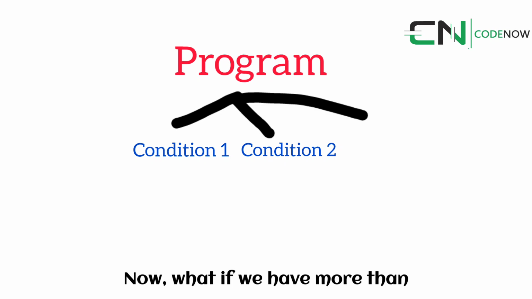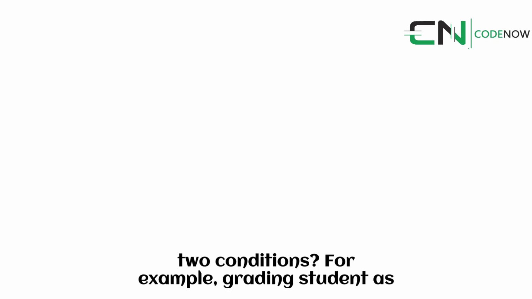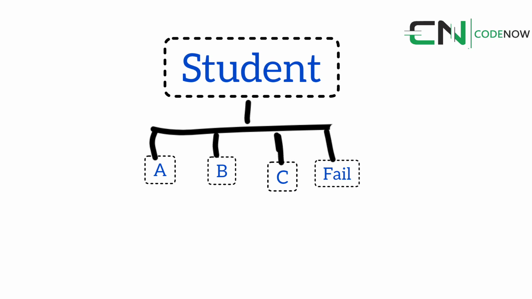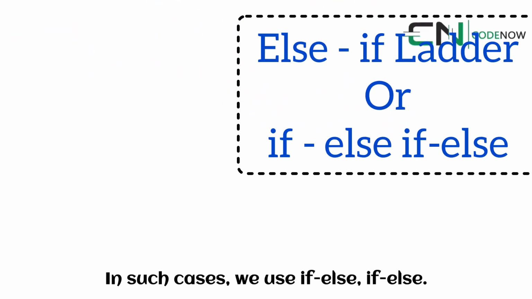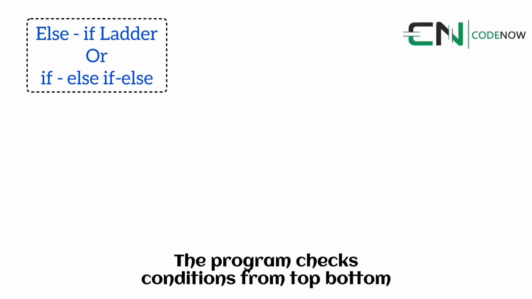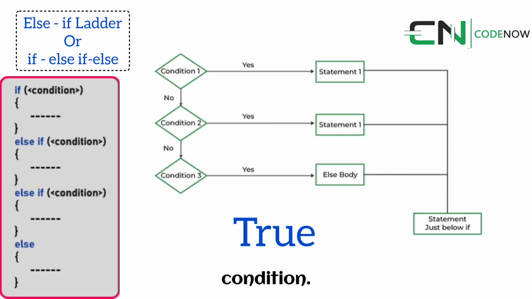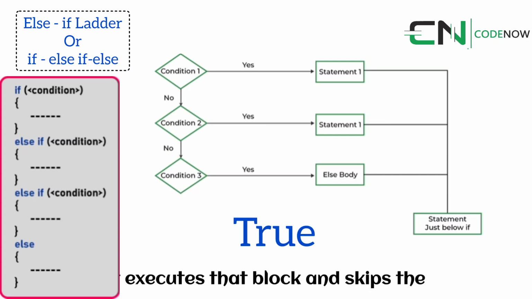Now, what if we have more than two conditions? For example, grading a student as A, B, C, or fail. In such cases, we use if-else if-else. The program checks conditions from top to bottom. As soon as it finds a true condition, it executes that block and skips the rest.